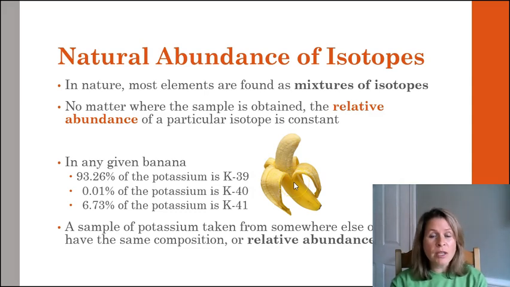But now if you took a sample of potassium from somewhere else on Earth, say you went out in your yard, you dug up a sample of Earth and figured out what potassium was in there, or if you looked at a plant or any other place where you might find potassium, you're going to find that same relative abundance. You're going to find these same percentage profiles of isotopes for that potassium that you're looking at. So that's what we call the relative abundance of isotopes.